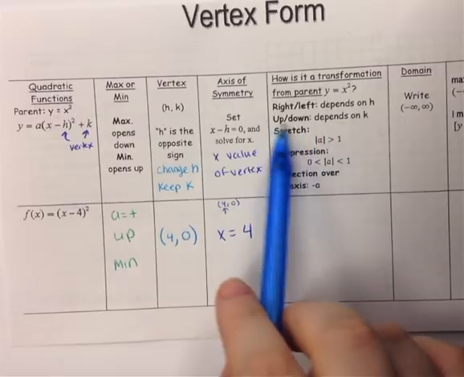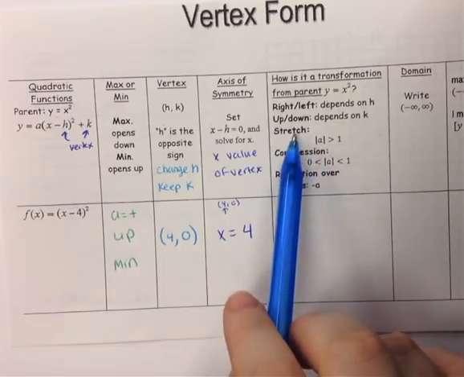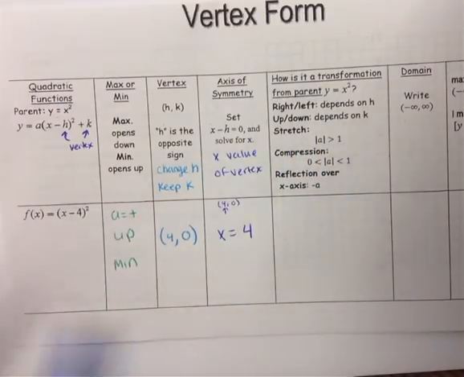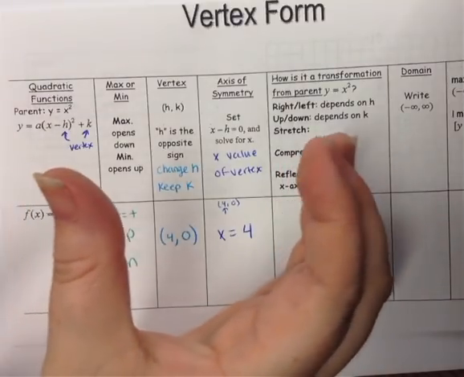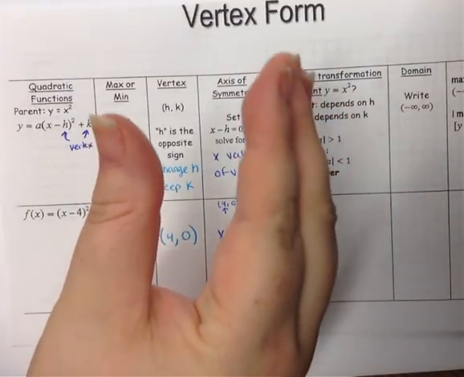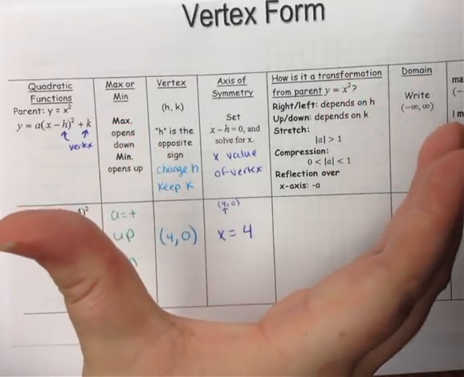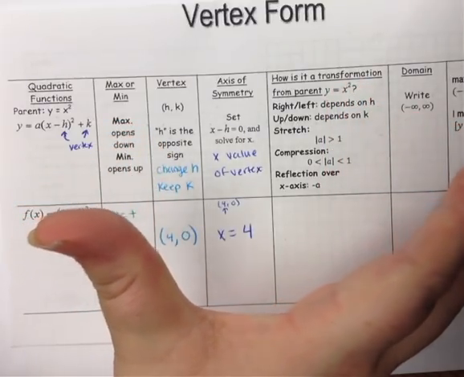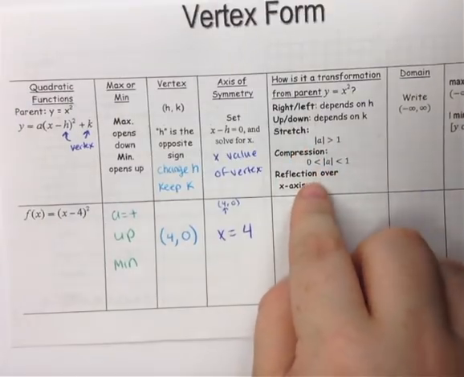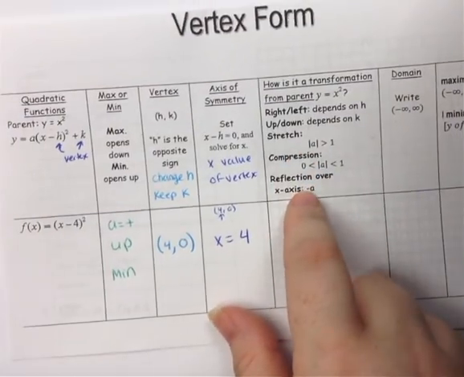Now we're also going to talk about stretching or compressing. Stretching is when it's really skinny. So if this is your normal parabola, stretching it makes it go really skinny. Compressing will make it go flatter, so it's actually wider. And then we're also going to see if it's going to reflect over the x-axis.